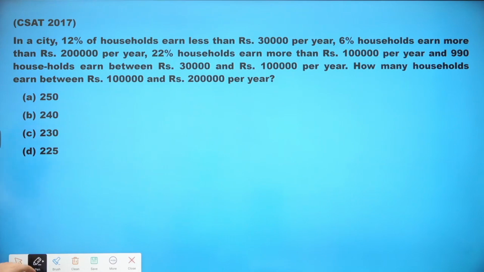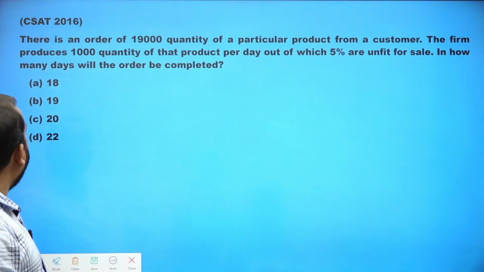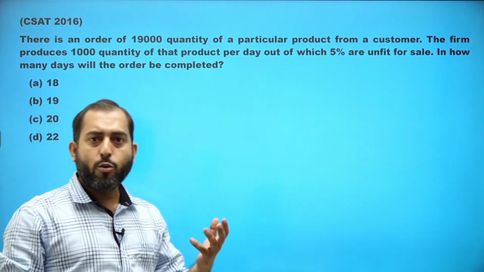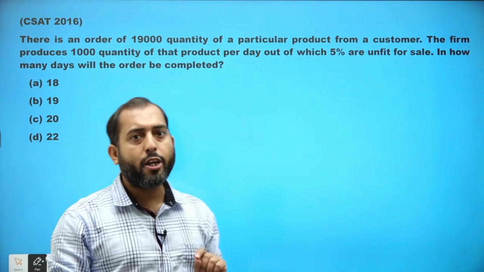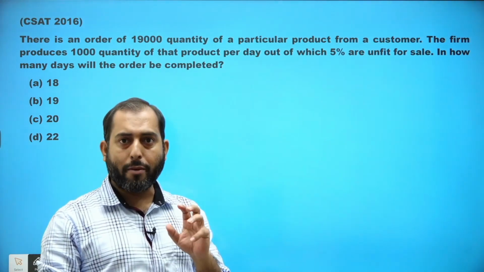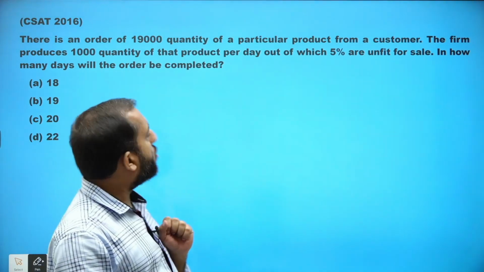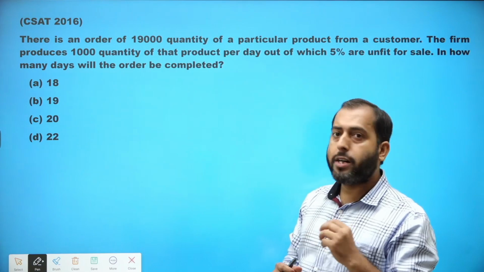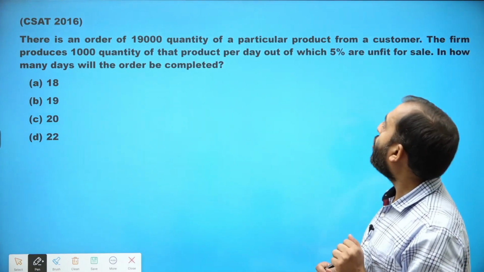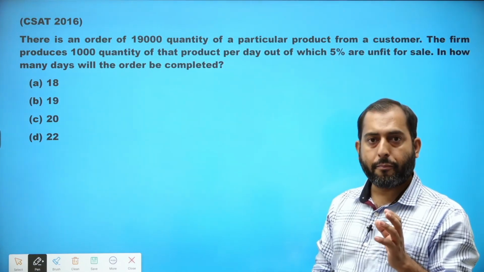Okay, let's solve the next question. It is a very easy question to understand. It says there is an order of 19,000 quantity of a particular product from a customer. The firm produces 1,000 quantity of that product per day, out of which 5% are unfit.